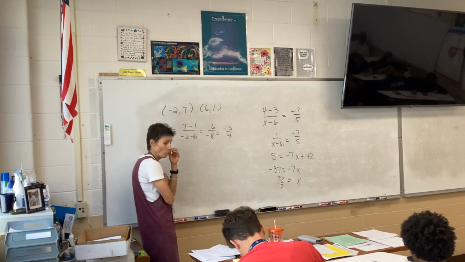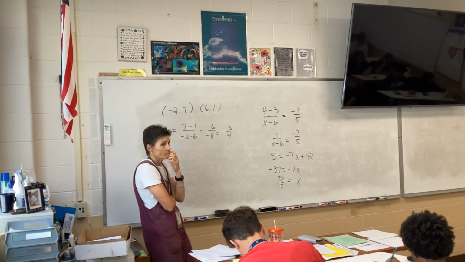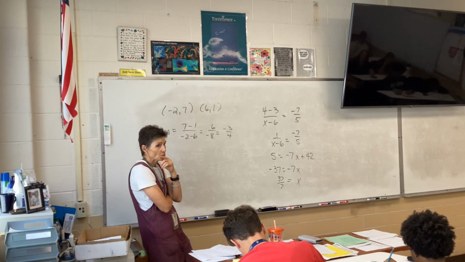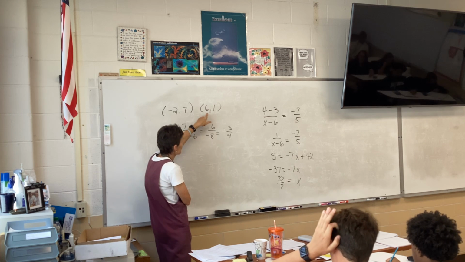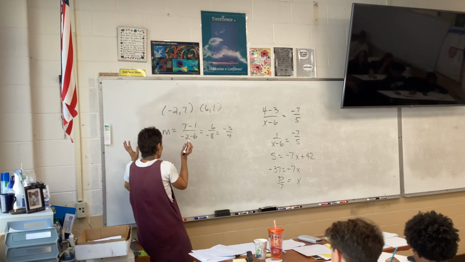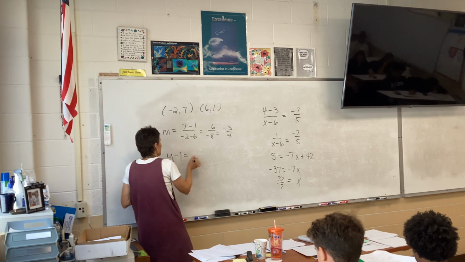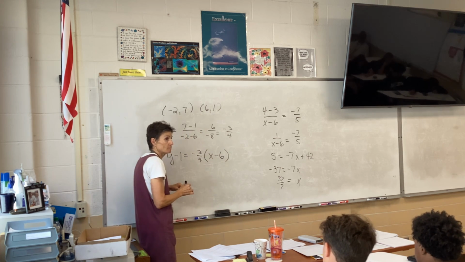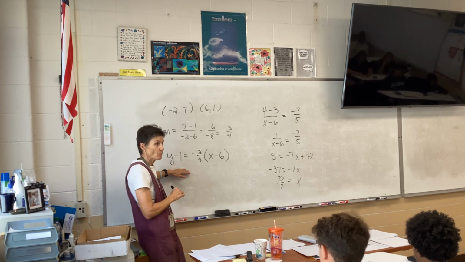Now, if I'm gonna do the point slope form of the line, then I need to pick a point. Doesn't matter which one I pick. I think I'll just use that one since it doesn't have any negatives in it. Pick whatever you want. Y minus 1 equals negative 3/4 x minus 6. Done. That's the point slope form of the line, right?